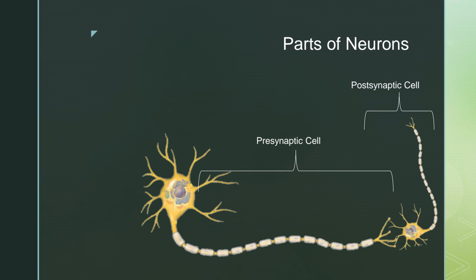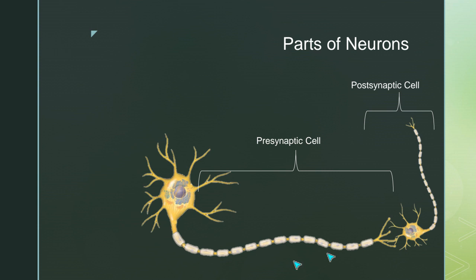So if we have our neuron that we've been looking at all along, we can call this one the presynaptic cell because it's the one sending the signal down its axon and releasing the neurotransmitters from its axon terminal. And then these neurotransmitters are going to attach onto the dendrites of this postsynaptic cell. So it's only called the postsynaptic cell because it's just second in the chain of events.